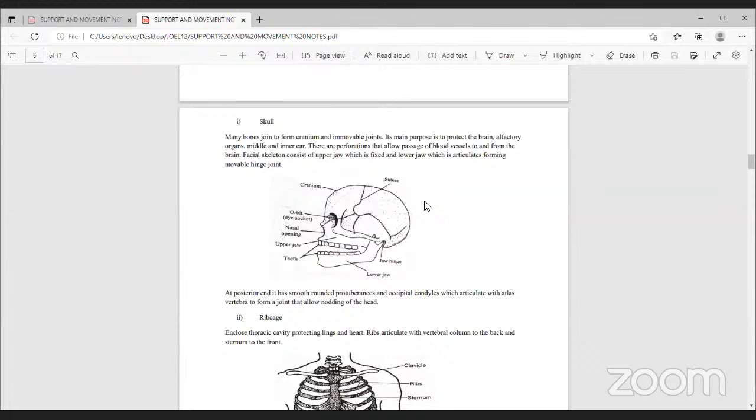Remember, the ear is divided into three. We have the external ear, which is basically the pinna. Then we have the middle ear. Then we have the inner ear. That one is going to be referred to when we are talking about it.